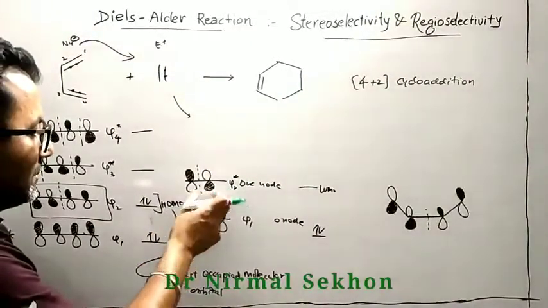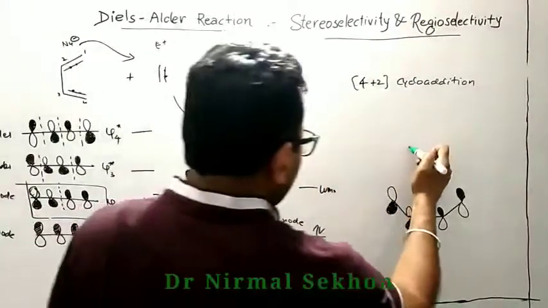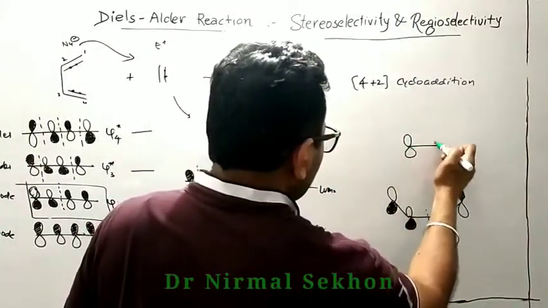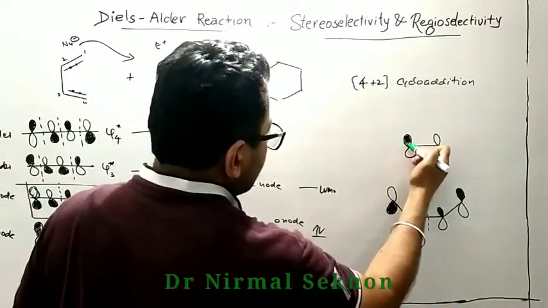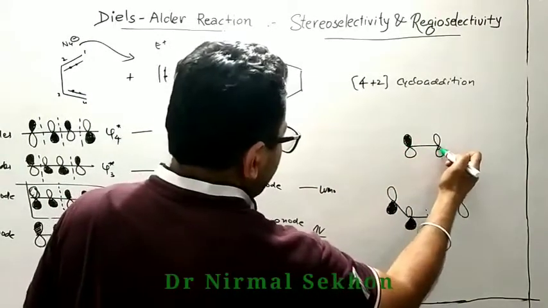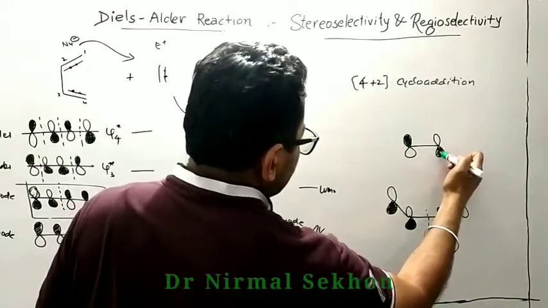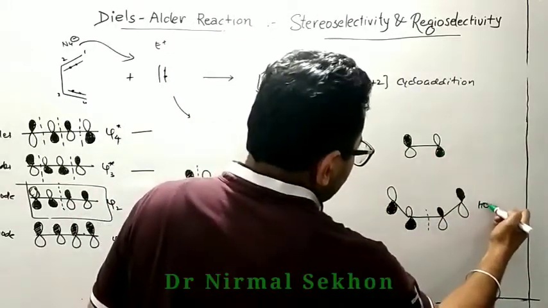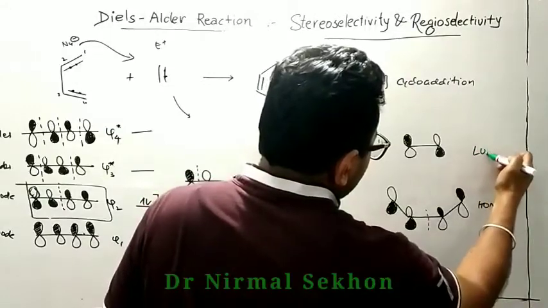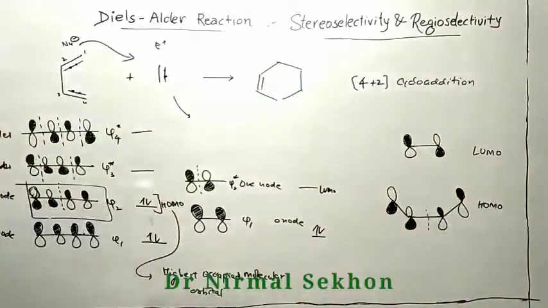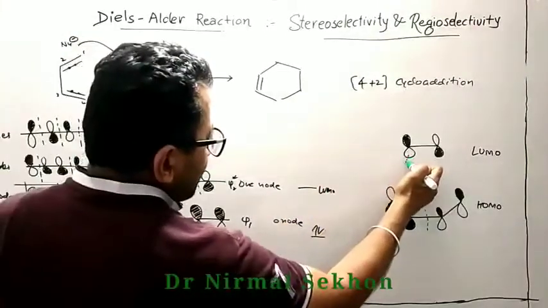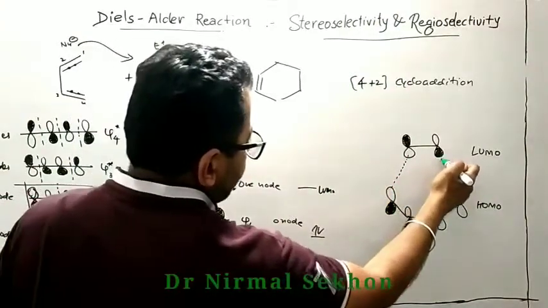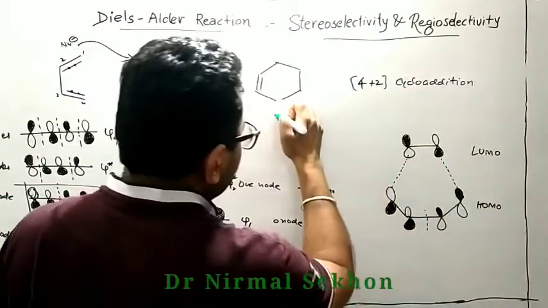So you can write like this. This is LUMO. Okay. So this filled up this one, and here filled up this one. Okay, now this is the HOMO of diene, this is the LUMO of this dienophile. So positive overlaps with positive, negative overlaps with negative. So there is a perfect overlapping between the negative with negative and positive with positive to form this.